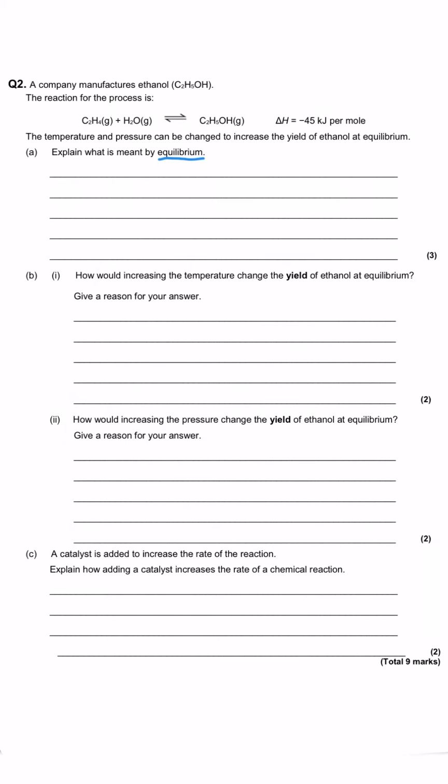And so an equilibrium, it's not enough to just say that it's a reversible reaction. What we need to say is it's a particular kind of reversible reaction, and the forward and the backward reactions are occurring at exactly the same rate. So that's our first 1 or possibly 2 marks, depending on how generous the mark scheme is.